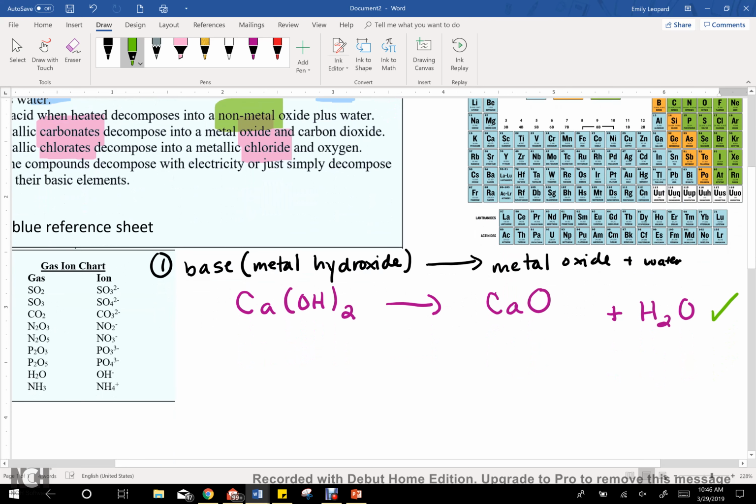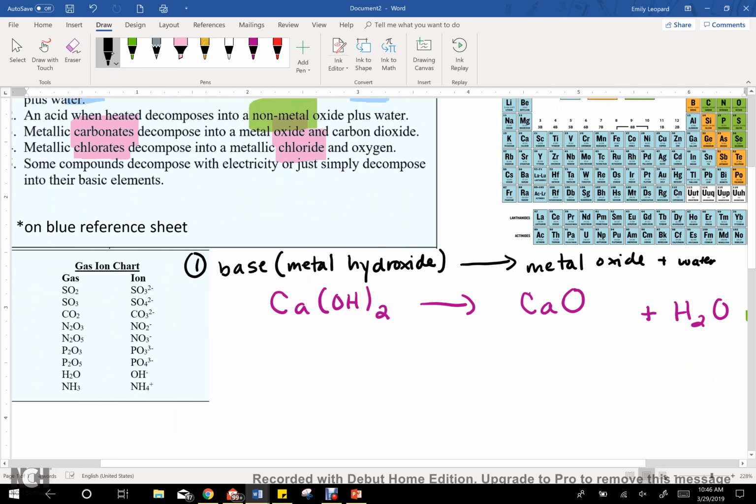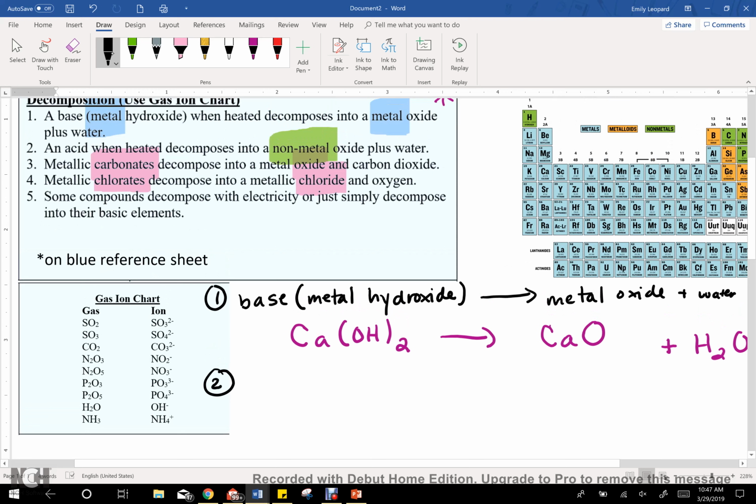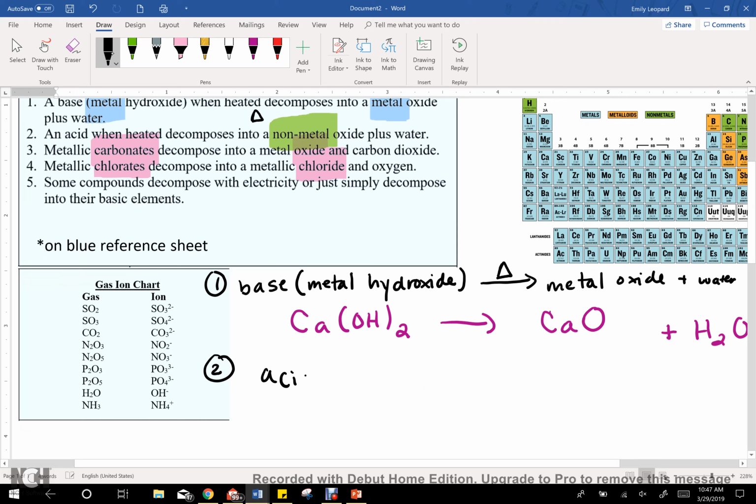All right, so there's your first example. Now let's do an example for our second rule, that says an acid, when heated, decomposes into a non-metal oxide plus water. And I'm realizing that I forgot to tell y'all what the symbol for heated looks like, since that applied to number 1 and number 2. What you're going to look for is a little triangle, and that indicates that heat has been applied. So now we're going to have an acid being heated, and it breaks down into a non-metal oxide plus water.